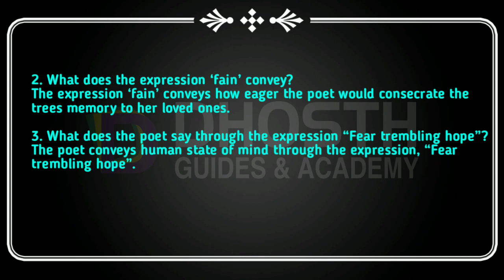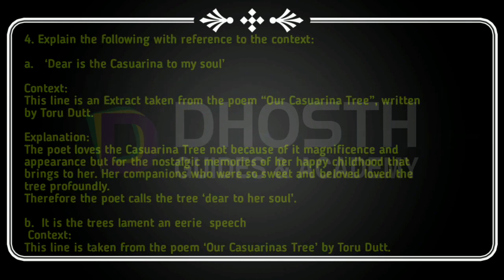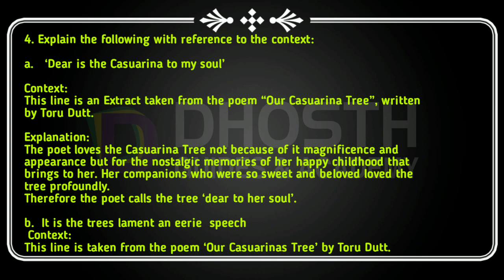What does the poet say through the expression fear, trembling, hope? The poet conveys a human state of mind through the expression fear, trembling, hope. Explain the following with reference to the context. Dear is the casuarina to my soul. Context. This line is an extract taken from the poem Our Casuarina Tree written by Toru Dutt.